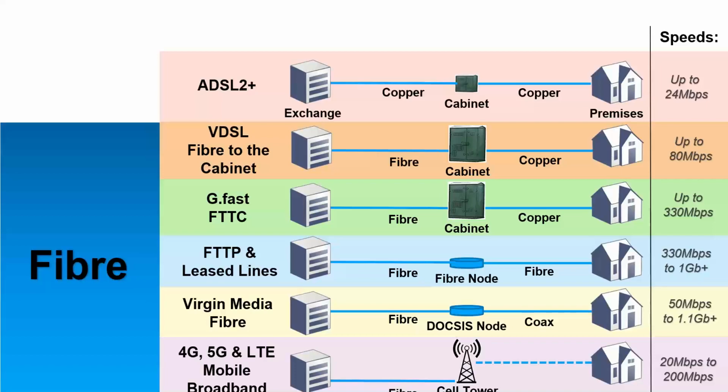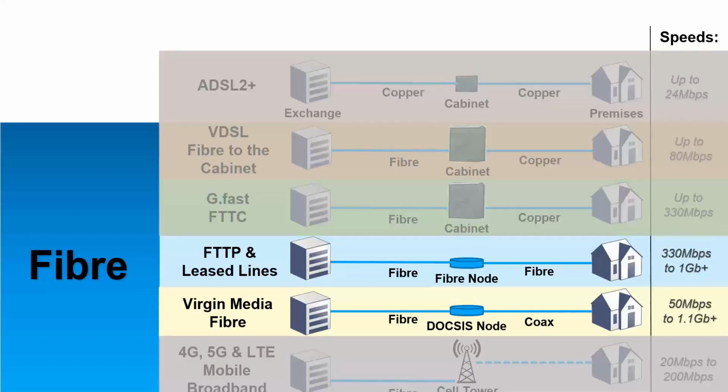Then the two that we're focusing on are FTTP and Virgin Media. These are fibre for almost all of the connection. On FTTP it's fibre all the way, and on Virgin Media it's fibre pretty much most of the way, but we'll look at where coax fits in on Virgin Media. The connection speeds you can get are well in excess of the ones you'd get on the traditional copper networks. And I've got here the connection speed 330 Mbps to 1 gig for FTTP.